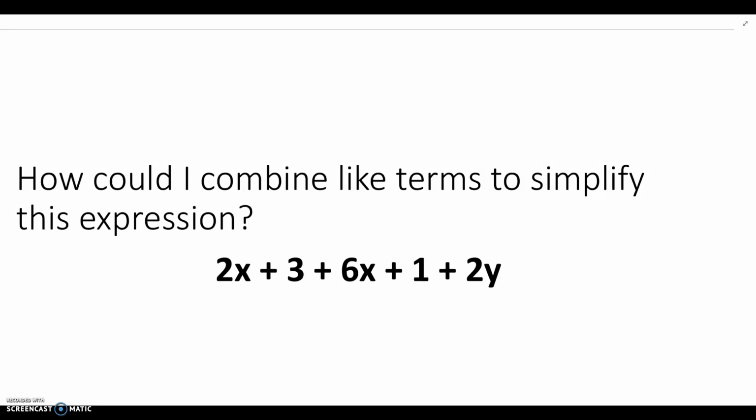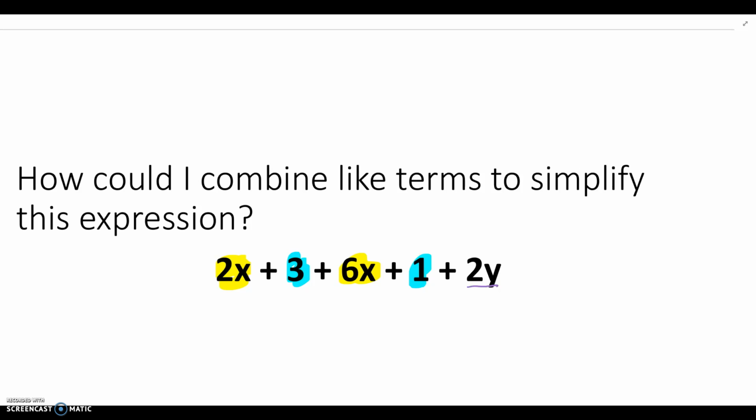And you simplify by adding your like terms. So here 2x and 6x are like terms because they both have x's. 3 and 1 are like terms because they're both constants, so just numbers with no variables. And then 2y doesn't have a like term with it, it's all by itself. It doesn't have any other y's. So we're going to add everything together that has a like term.